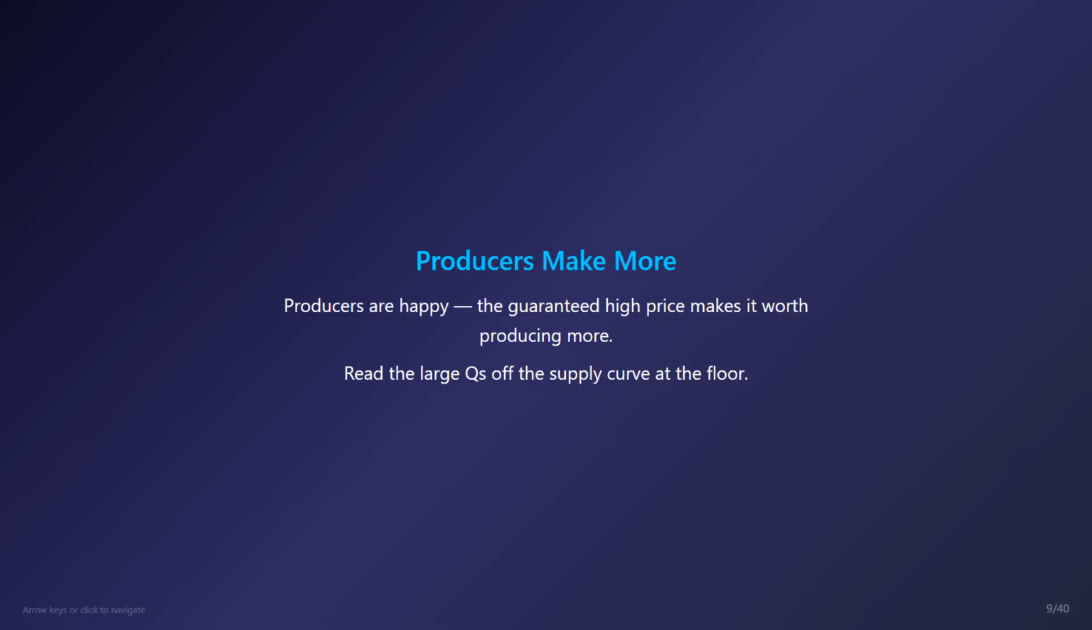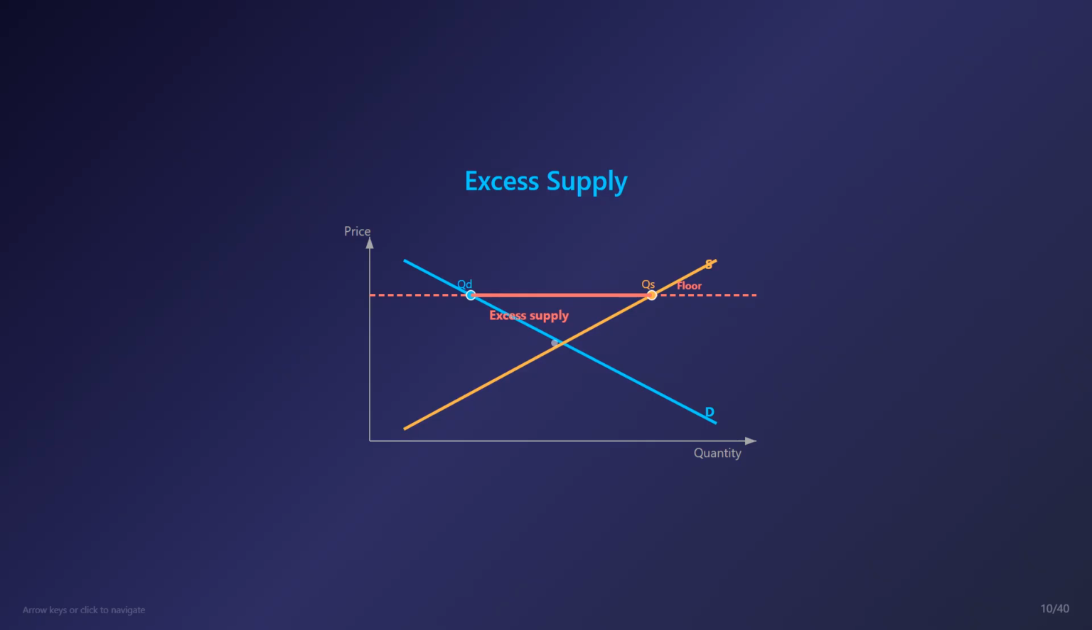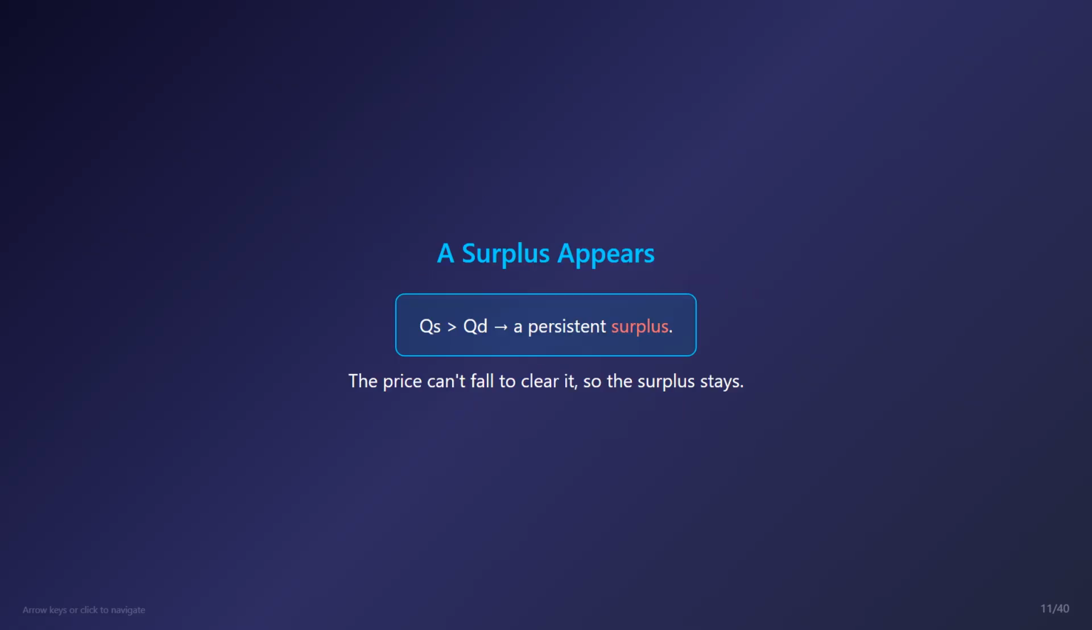Producers, on the other hand, are delighted. The guaranteed high price makes it worth producing more. Read the quantity supplied off the supply curve at the floor, and you get a large QS. Put both on the graph. At the floor price, the small QD sits to the left, and the large QS sits to the right. The gap between them, with supply far exceeding demand, is excess supply.